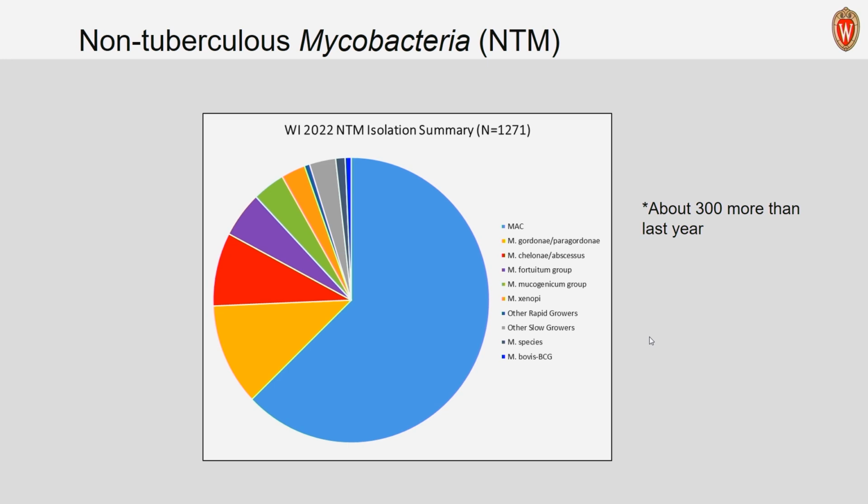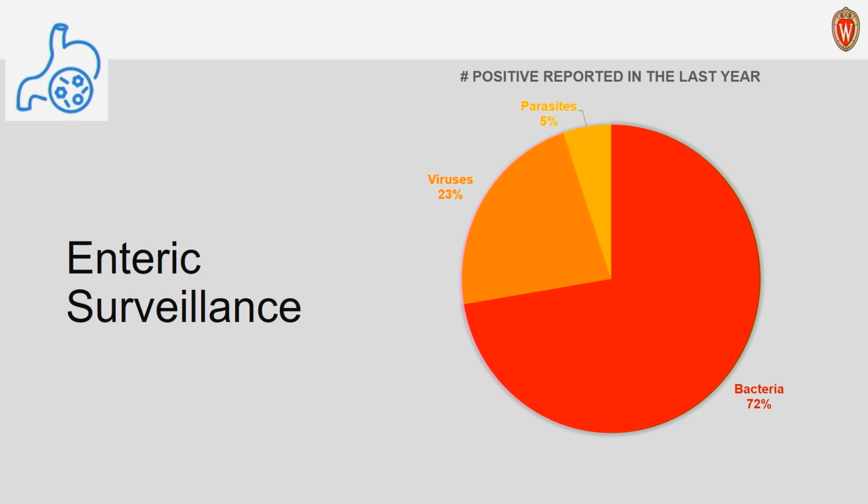We also monitor for the non-tuberculous mycobacteria. Not too surprisingly, the M. avium complex by far outweighs everything else, so this is our blue section here. There's quite a bit of that. The next most common NTM that we identify in the lab is M. gordonae/paragordonae, which is not a human pathogen. This is a contaminant that slows us down in the process in the laboratory. After that, we have the chelonae, abscessus, fortuitum group, mucogenicum, xenopi, and other rapid growers below that. We're currently working to expand our testing here as well into whole genome sequencing and some other fun new technologies.